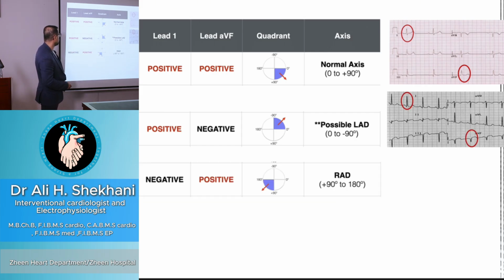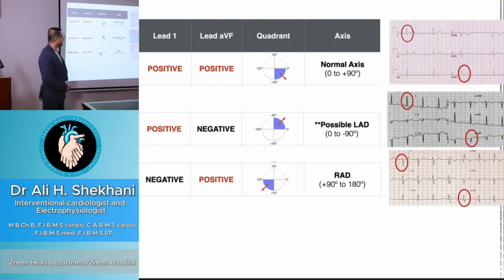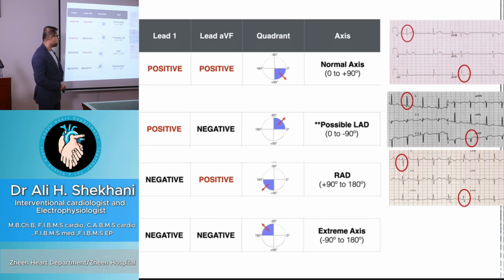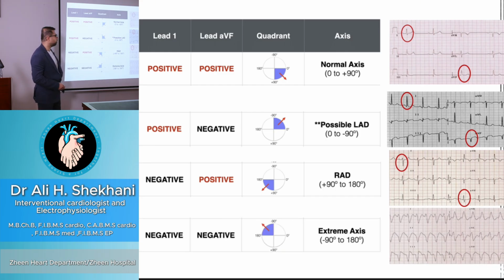In right axis deviation it is the opposite. The direction of electricity is toward AVF, while it is away from lead 1. So lead 1 is negative, AVF positive. And we have extreme axis. Usually this occurs in patients with VT, when all leads become negative, only AVR is positive.